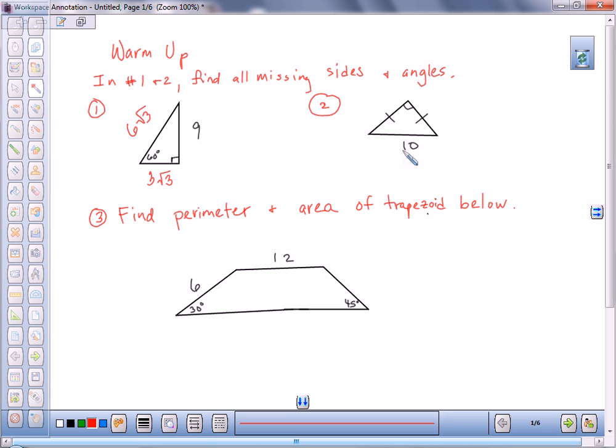This is a 45, 45, 90. So I would take the hypotenuse, which is the side I was given, divide by the square root of 2, so both of the legs are 5 root 2.